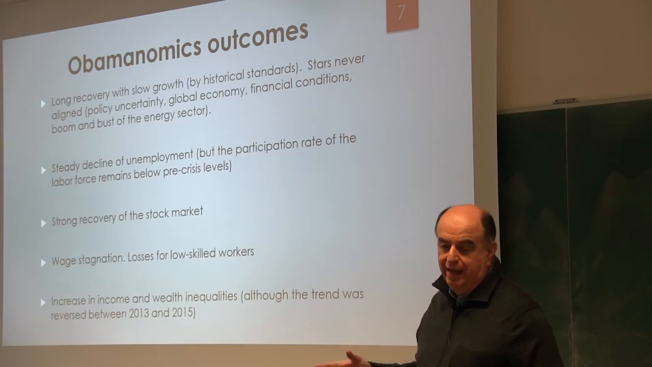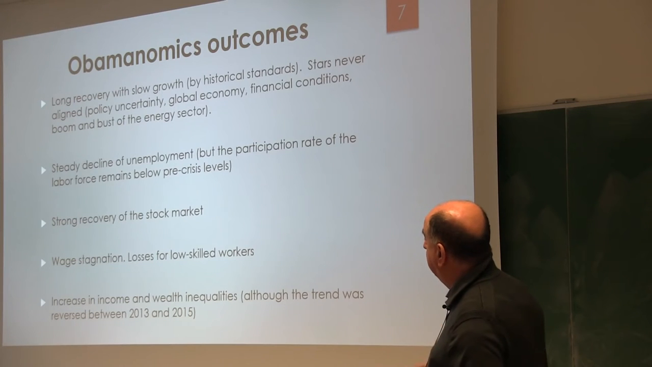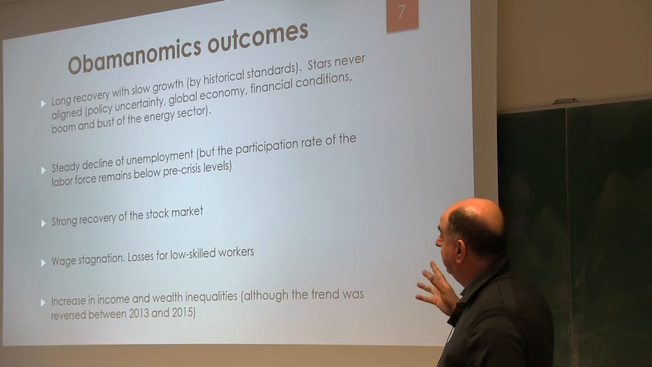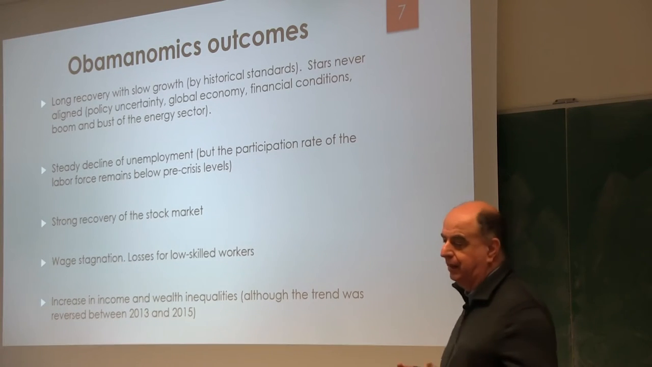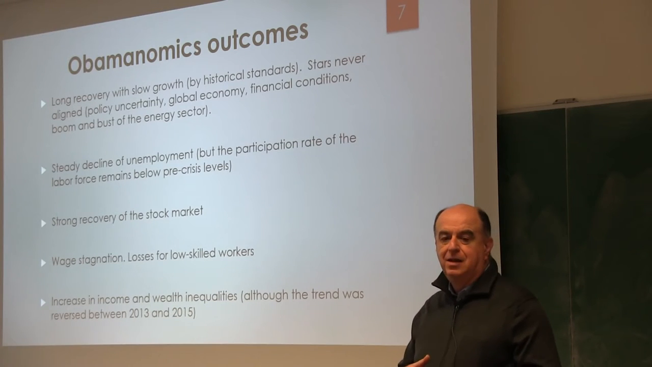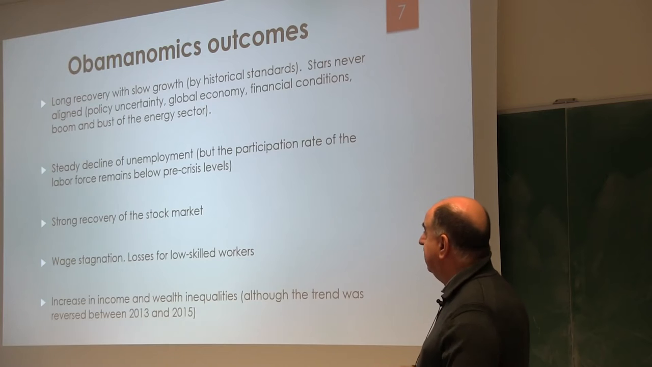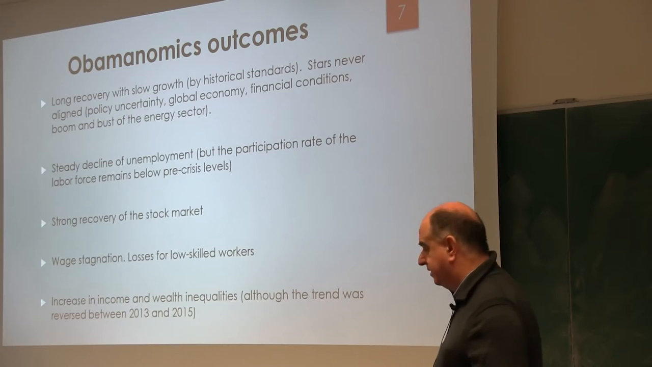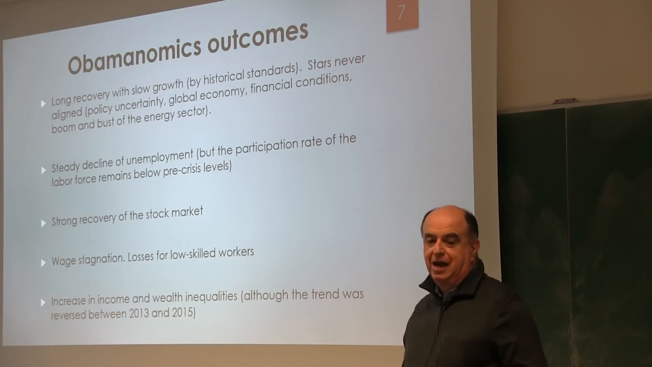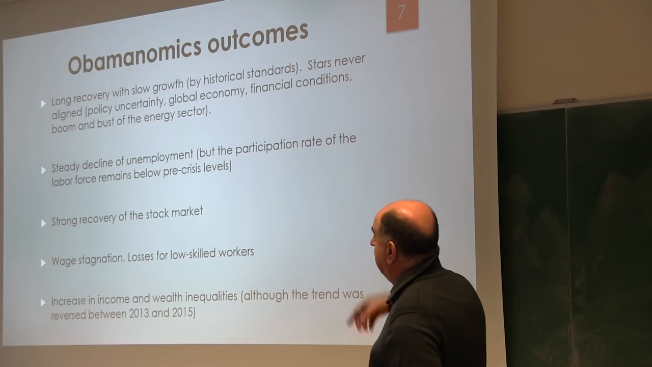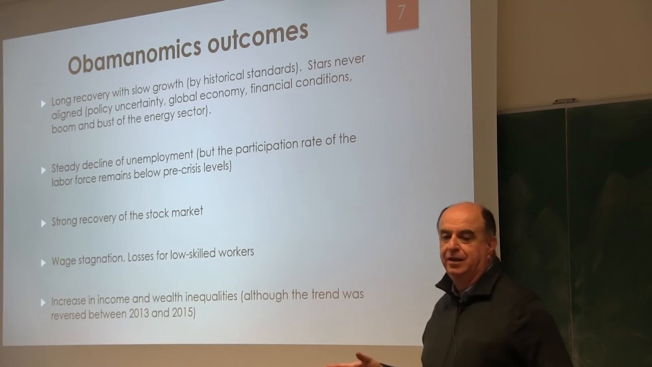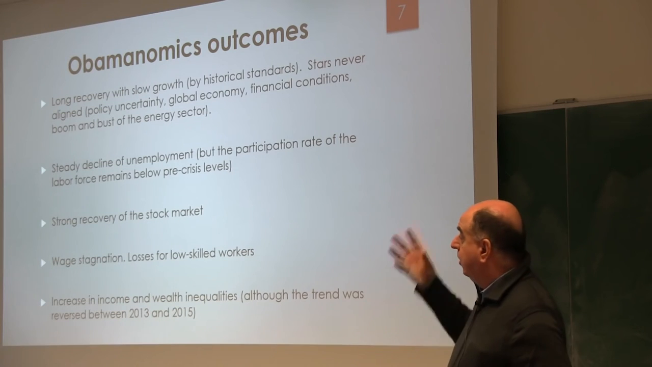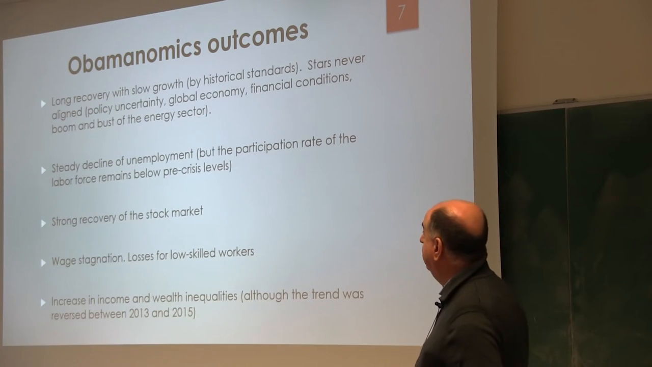It's also true that the population dynamic is lower, so the potential growth is smaller than it was in the past. And as I say, the stars never aligned. There was policy uncertainty because the Congress was dominated by the Republicans, there was opposition, and so he couldn't carry out his policy. In the global economy, there were a number of troubles during those years: the sovereign debt crisis in Europe, troubles in China in 2015 and 2016. Financial conditions tightened suddenly in 2016 with the dollar appreciating sharply.